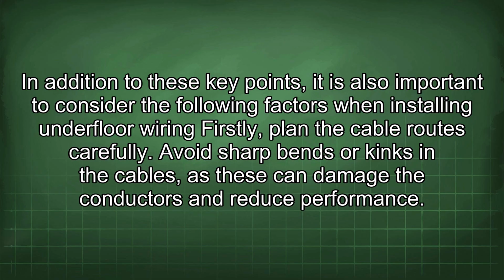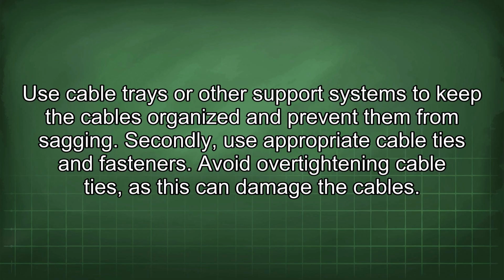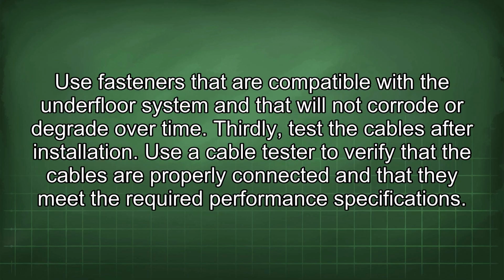In addition to these key points, it is also important to consider the following factors when installing underfloor wiring. Firstly, plan the cable routes carefully. Avoid sharp bends or kinks in the cables, as these can damage the conductors and reduce performance. Use cable trays or other support systems to keep the cables organized and prevent them from sagging. Secondly, use appropriate cable ties and fasteners. Avoid over-tightening cable ties, as this can damage the cables. Use fasteners that are compatible with the underfloor system and that will not corrode or degrade over time.